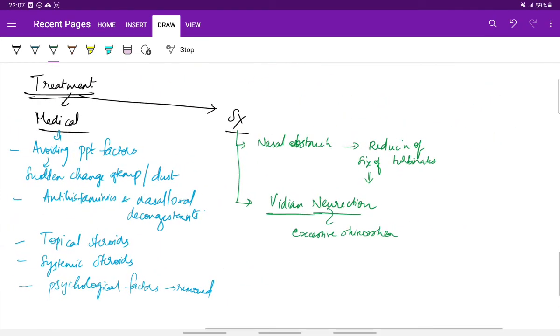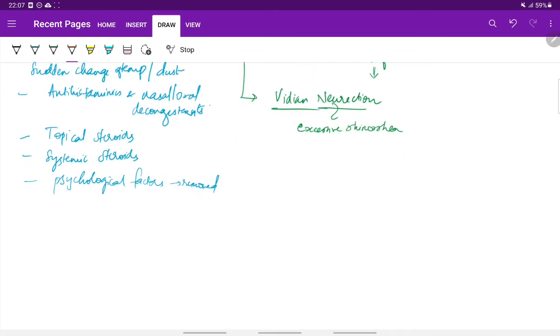This is all about the vasomotor rhinitis.